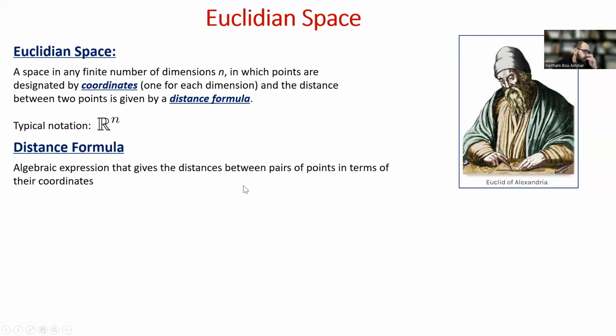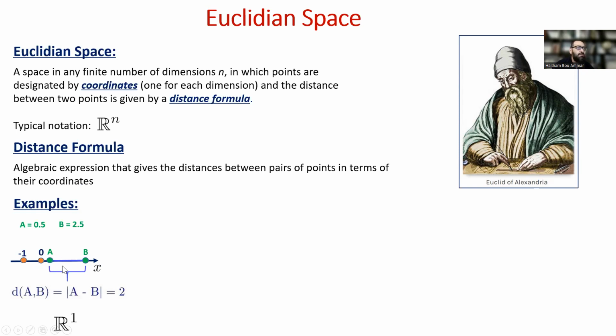So how would you define this distance? If we are talking about R1, the distance between these 2 points A and B is nothing but the absolute value of the difference between the coordinate of A and the coordinate of B. So for example, if I have these 2 points A and B, where A is located at the coordinate 0.5 and B is located at the coordinate 2.5, then I can do the absolute value of A minus B, or B minus A, because the absolute value doesn't change. And then I will get the distance between A and B.